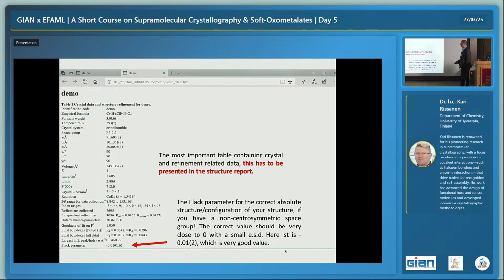This is the most important table. In that sense, it is the crystal data and structure refinement for demo. For example, in previous years, this was always a part of a publication. So it was always published, it was part of the publication.